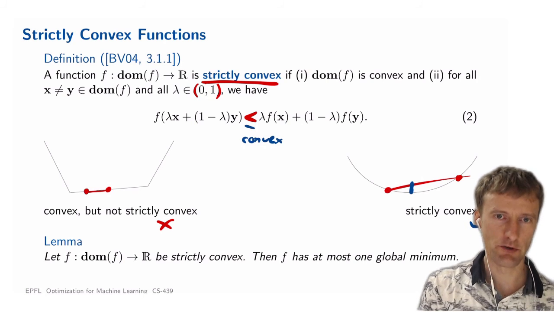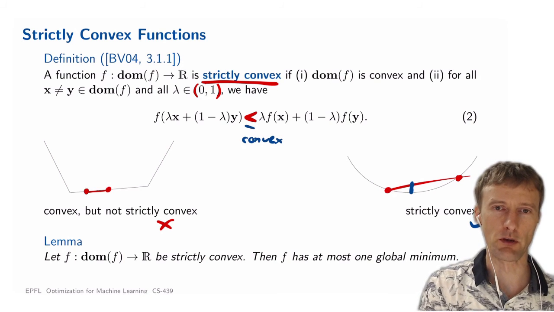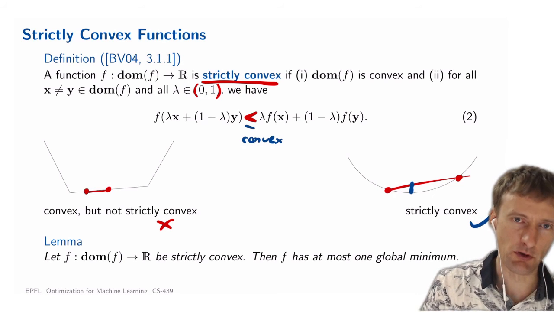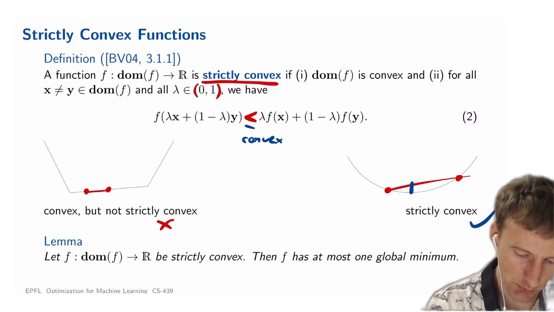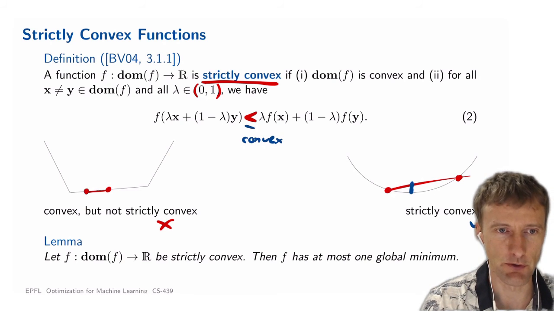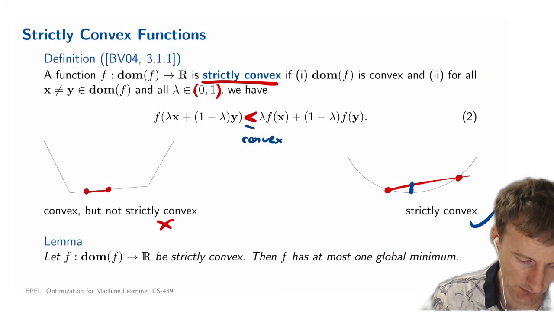Okay, why is this interesting? So this is a bit less practical, I would say. In practice, we often have convex functions which are not always strictly convex, but many of them are. For example, the Euclidean norm squared is a strictly convex function, which is something we're going to use maybe later. So why is strict convexity useful?